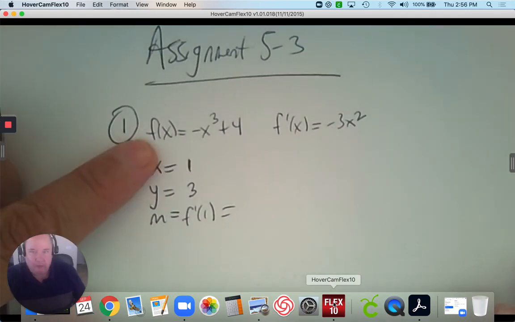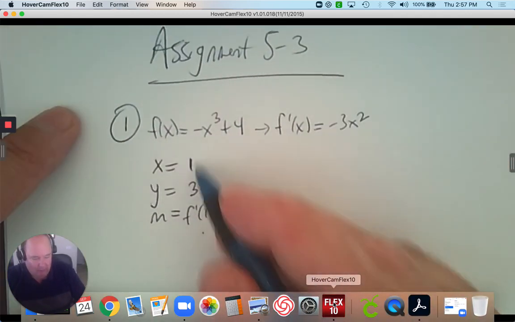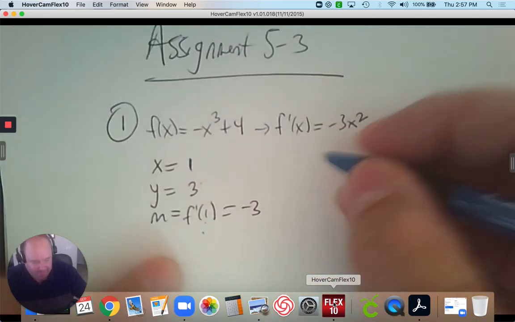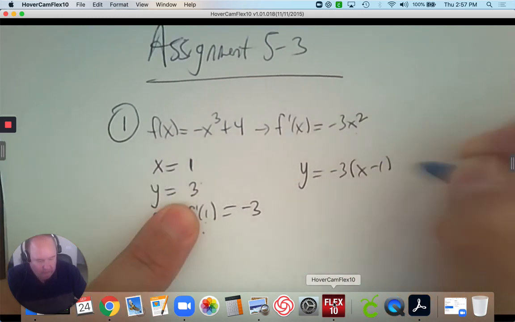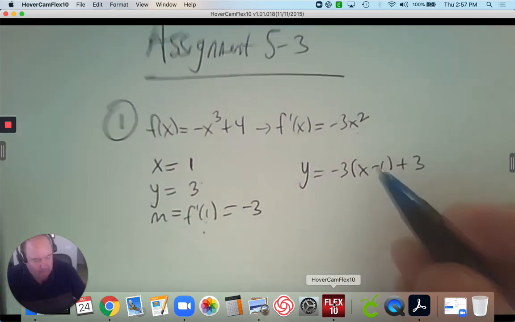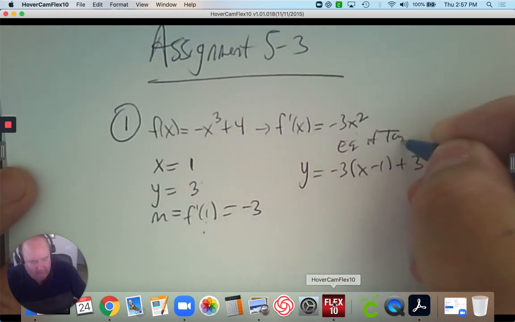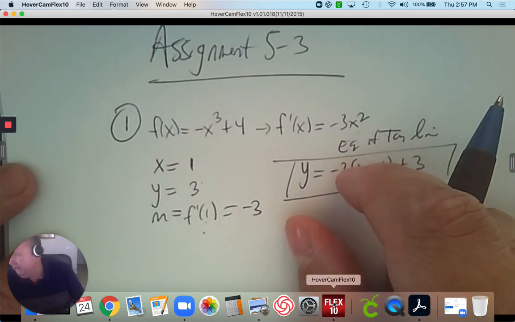So I have the function. The derivative is what's going to give me the slope. I have negative 3x squared. So if I plug 1 in here, the slope is negative 3. So I have negative 3 times x minus 1 plus 3. So there's the equation of a tangent line. So that was part A.